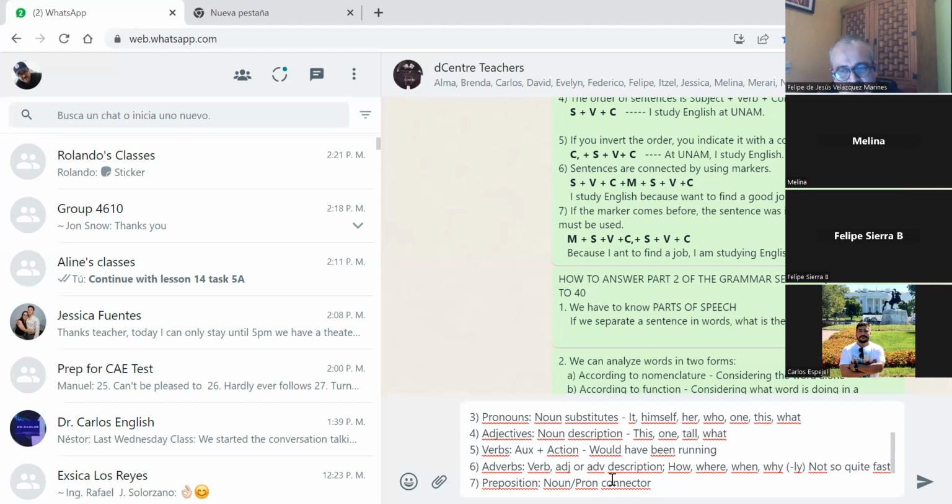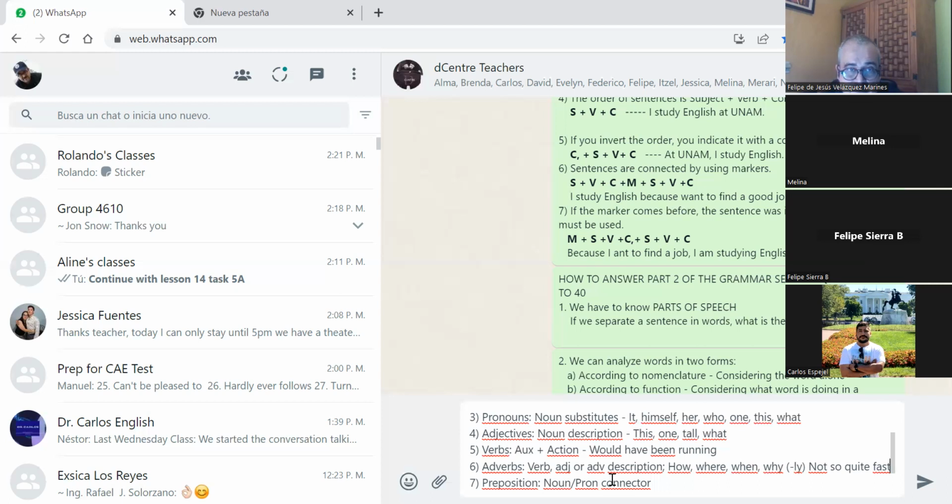So what is "not"? Adverb. What is "so"? Adverb. What is "quite"? Adverb. What is "fast"? Adverb. All of them. "Fast" is the adverb describing the verb, how she ran. "Quite" is an adverb describing the adverb "fast", that says how fast she ran. So here we have four adverbs.